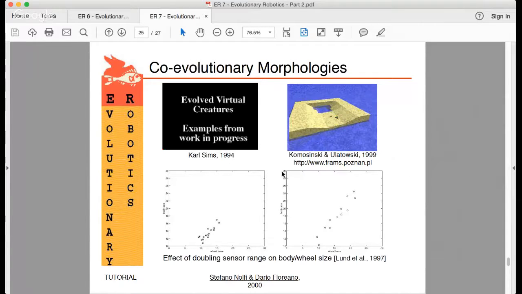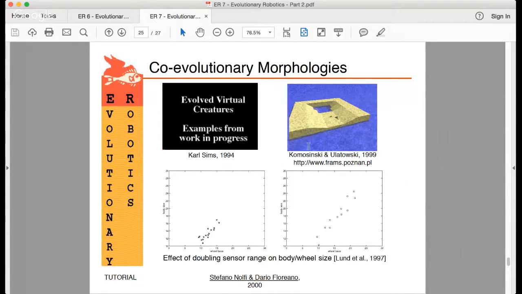So, co-evolving morphologies. They referenced here Evolved Virtual Creatures by Karl Sims. And yes, I like this paper a lot. I read it, I referenced it in my research before. It is a great paper.